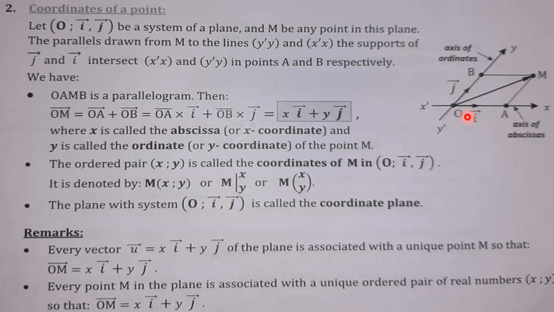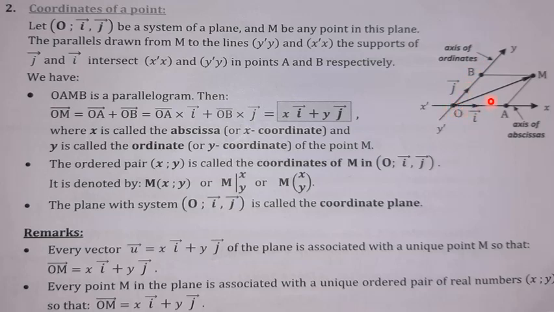Vector OM, if we take vector OM, we can decompose it to OA plus OB, right? Because OA plus OB gives the fourth point, or fourth vertex, of the parallelogram. So OM equals OA plus OB. OA is the magnitude, or the length of OA, times i, because i is the unit vector, and vector OB is also OB times j, because j is the unit vector.